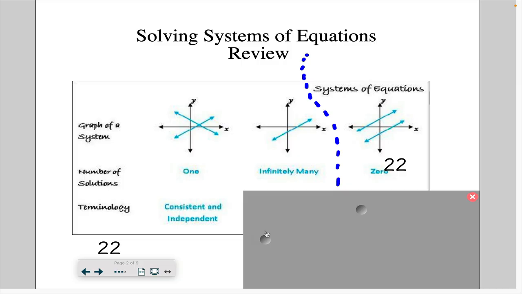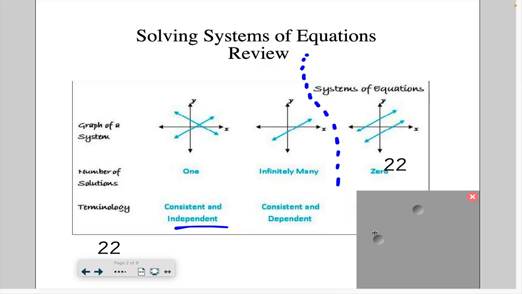consistent. Okay, so I want you to jot these down wherever you can get room. If it's consistent, it has a solution. So this is consistent because there's one answer. This is consistent because there's a solution, but it's infinite, and he actually gave it to you. It's independent if there's one solution. It's dependent if there are infinitely many solutions. What if there's no solution at all?